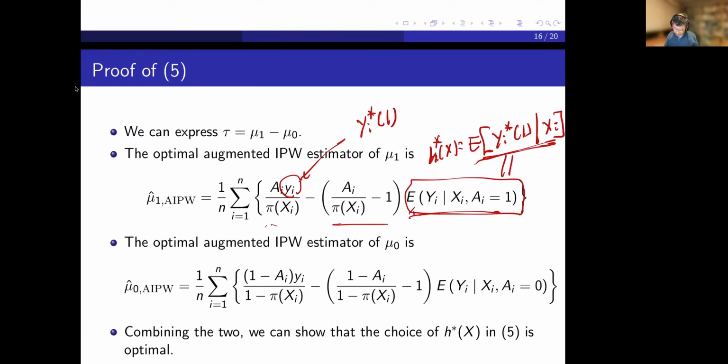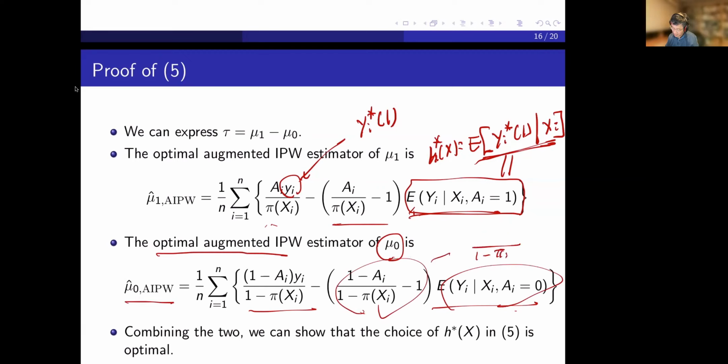The same way, you start with this. So for mu0, you can also construct this: IPW minus augmentation, but the augmentation should be something like this. And then you can check, so what is this? Denominator 1 minus pi_i and 1 minus a_i minus 1. So minus, right? Minus plus pi_i. So you get a cancellation.